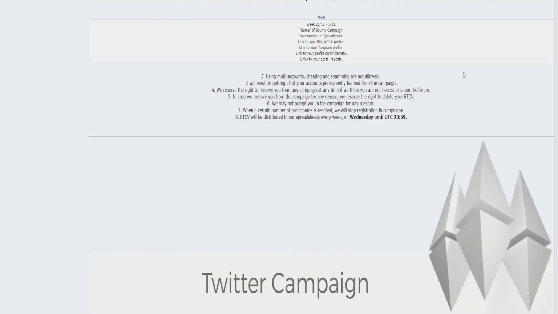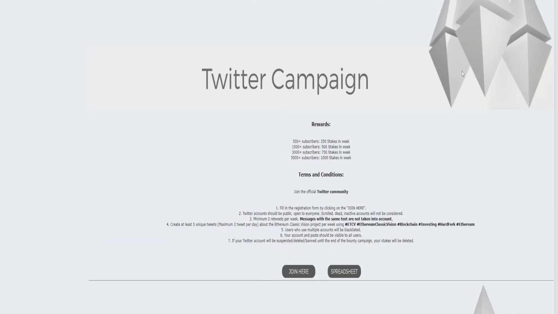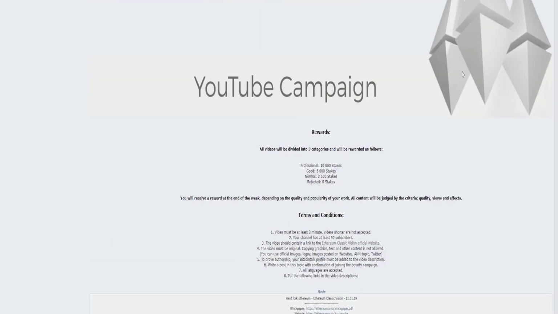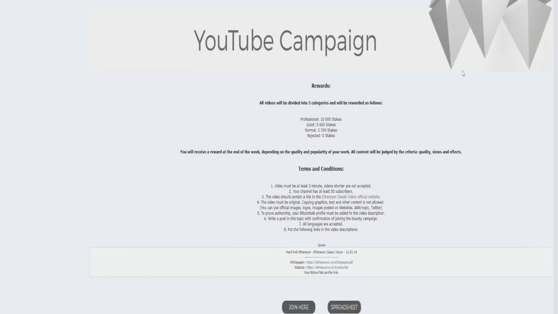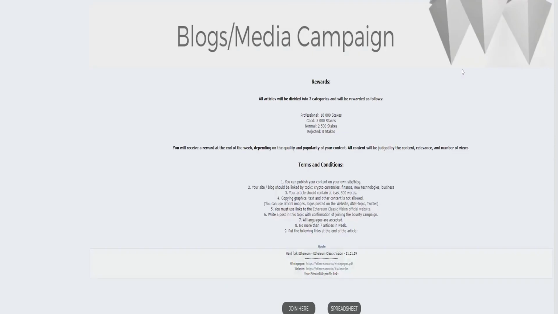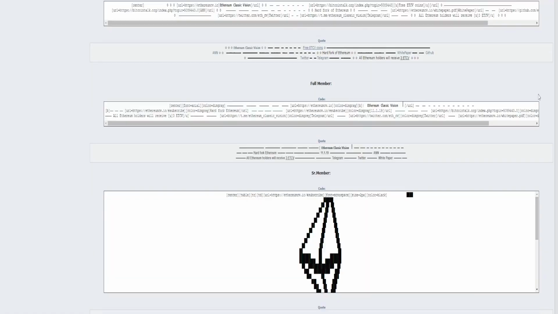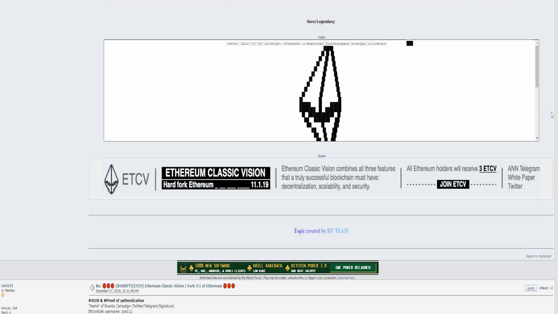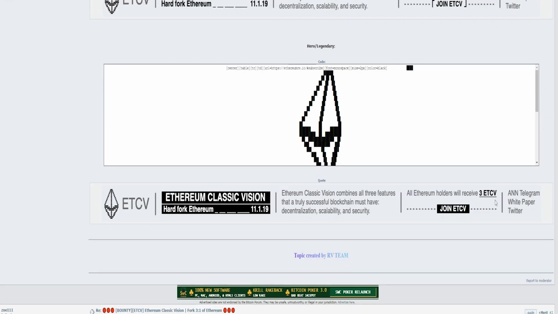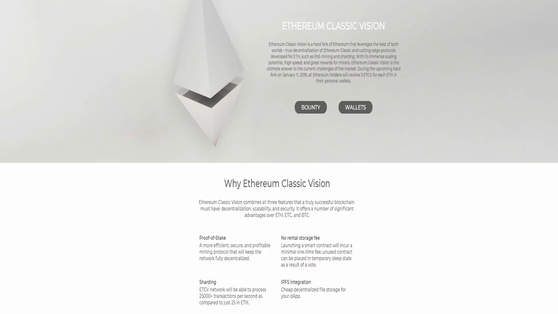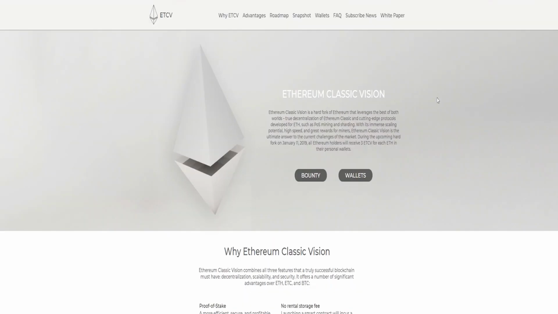Sharding. The ETCV network is going to be able to process 25,000 transactions per second as compared to merely 25 in ETH. IPFS integration. Cheap decentralized file storage for your dApp. Fair rewards. ETCV miners don't have to worry that their rewards are going to be randomly lowered. In our system, the interests of miners and merchants are rigorously balanced.